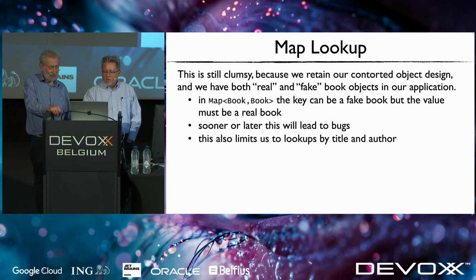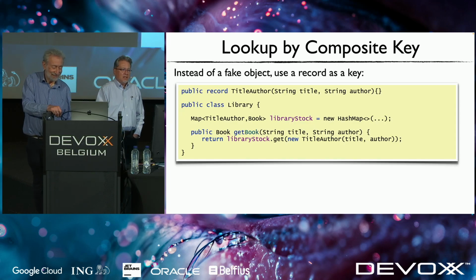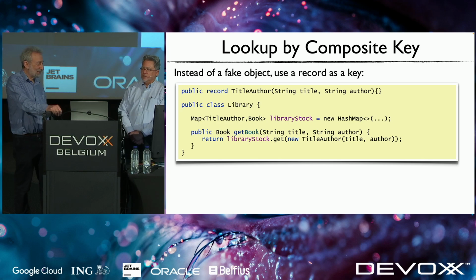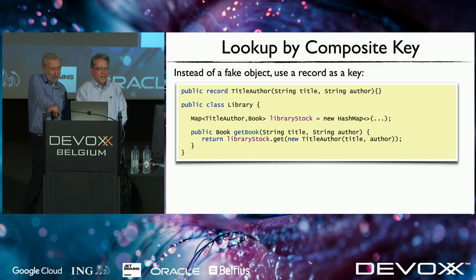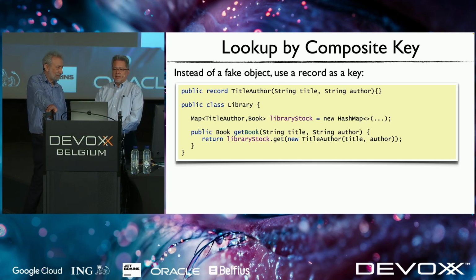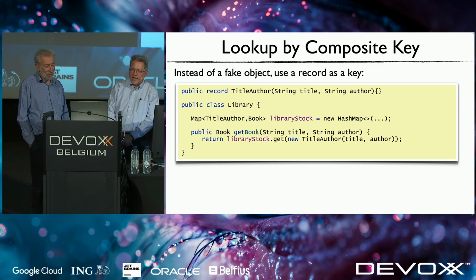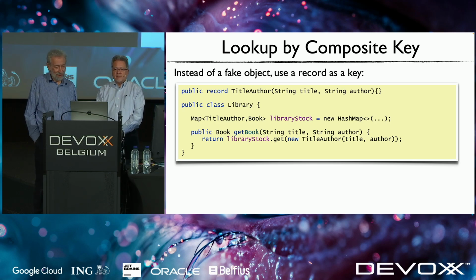Okay, so what's the solution to this? The idea is to create this notion of a composite key. And so here are our friend records again. If we want to look up something by title and author, let's just create a composite key, we'll call it TitleAuthor. Maybe you could call it something else.